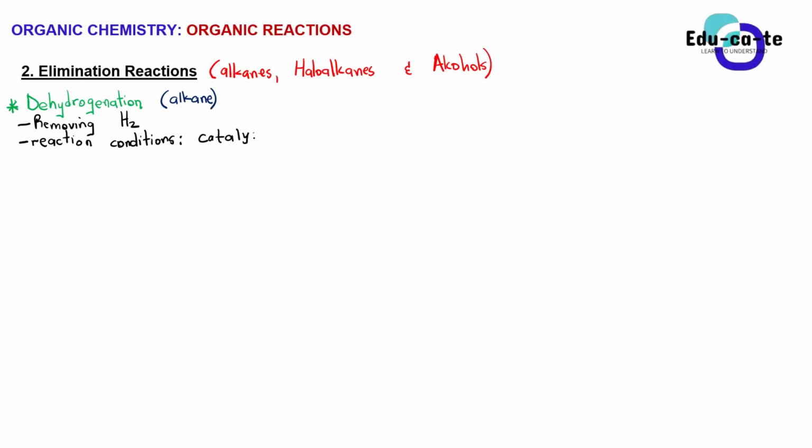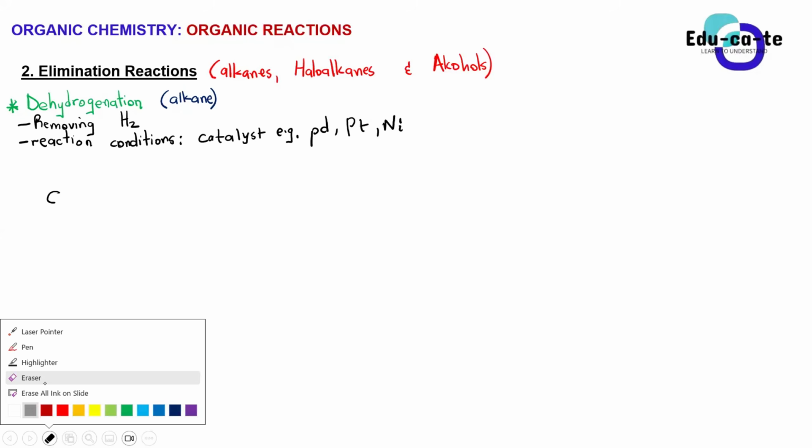and our catalyst can either be palladium, Pd, or platinum, Pt. This is a capital letter P, by the way. Or it can be nickel, Ni. So these are the three possible catalysts that we can use to be able to remove a hydrogen from an alkane. So let's just make a general example. Let's say that we've got an alkane. This is an alkane.